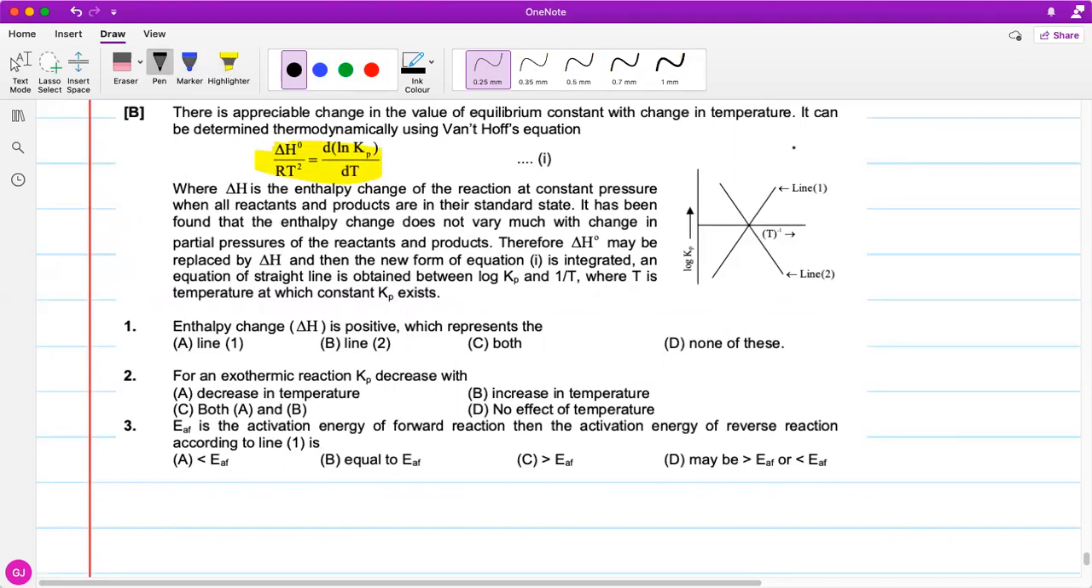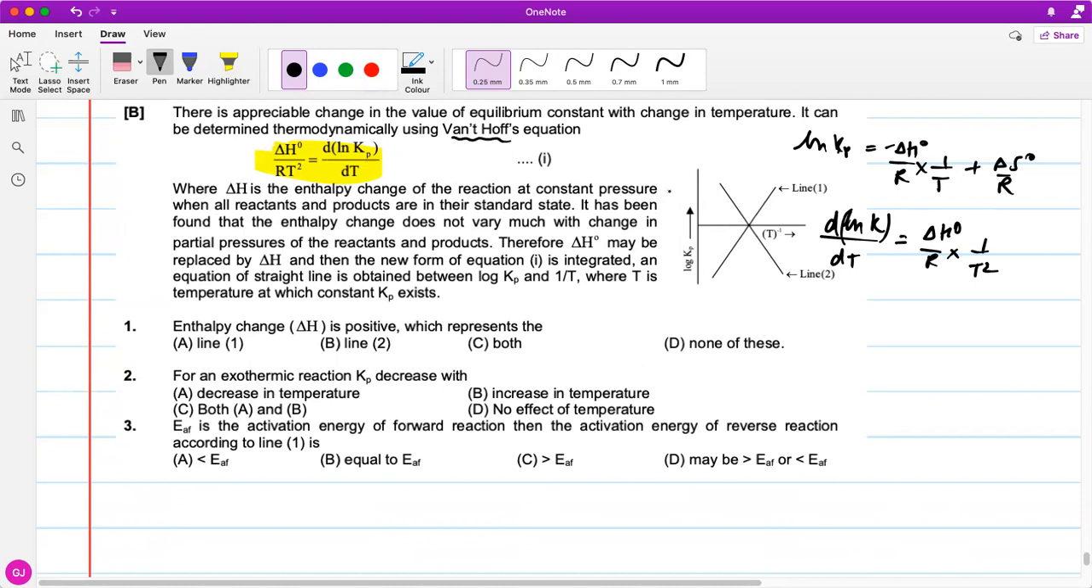ln Kp was equal to minus delta H naught by R into 1 upon T plus delta S naught by R. So if you differentiated both the sides with respect to T, d of ln K by dT would have become equal to delta H naught by R, and the derivative of 1 by T will be minus 1 by T square. So minus minus became constant, and of course delta S naught by R was constant, so its derivative was 0. That is what is written over here, and it's given this name Van 't Hoff equation.